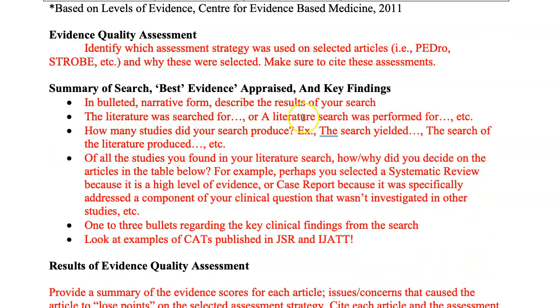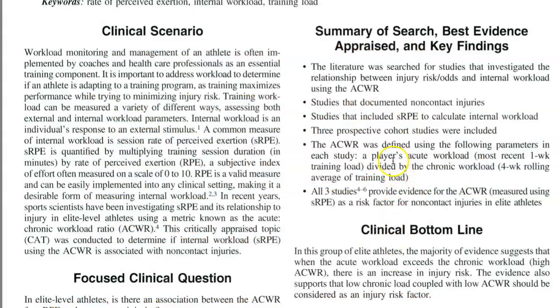The literature was searched for, or a literature search was performed for, what? What did you search for? How many studies did your search produce? For example, the search yielded X number of journal articles. So let's go back to that particular summary here.